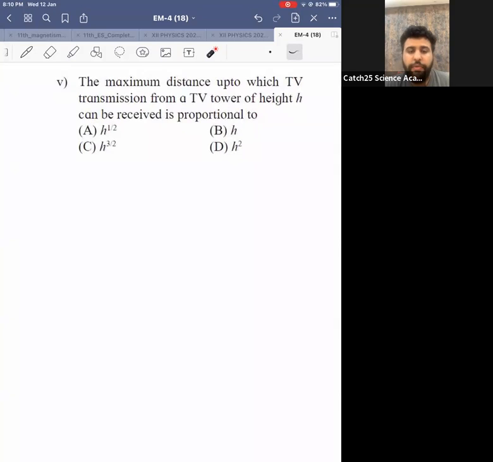This is your MCQ 5 from the module, from your textbook. They are asking, in other words, what is the relation between distance and height?